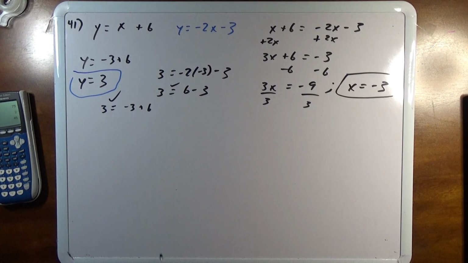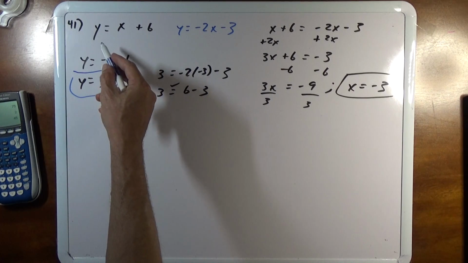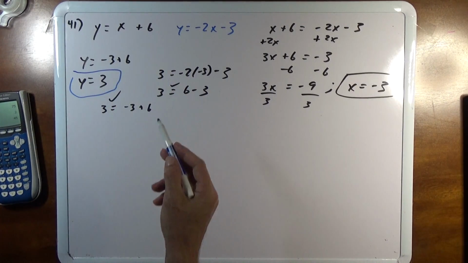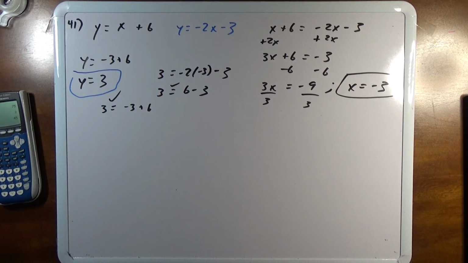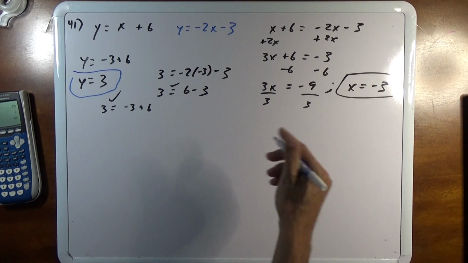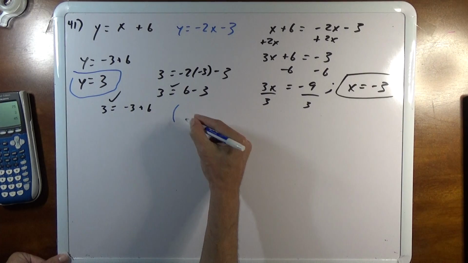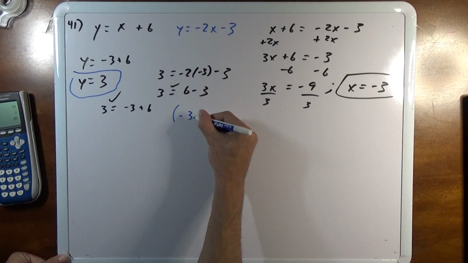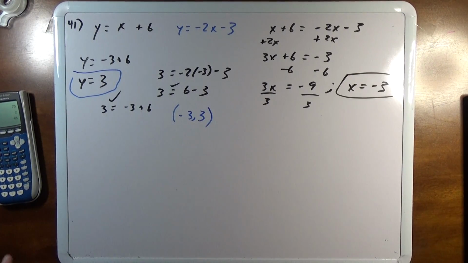You could write x equals negative 3, y equals 3, but usually, what is the solution of the system? These are linear equations, lines on the xy plane. If they intersect, that's the point of intersection. So the point of intersection is the solution, negative 3, 3.